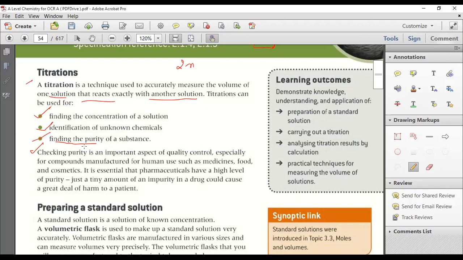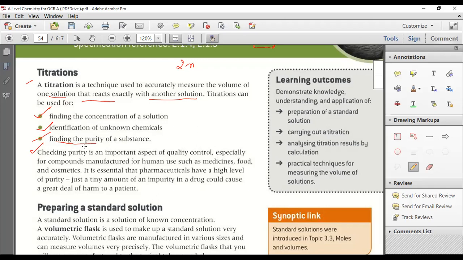Yes or no? Yeah, I do. Okay, so suppose you are taking any medicine, whether it contains the exact amount of dose that is required for the patient or not. For this, we need to check the purity. Clear? So for this, we need to do titration. We dissolve this particular tablet in water and then do some titration calculations. This is mostly done in the food industry, medicines, and cosmetics.